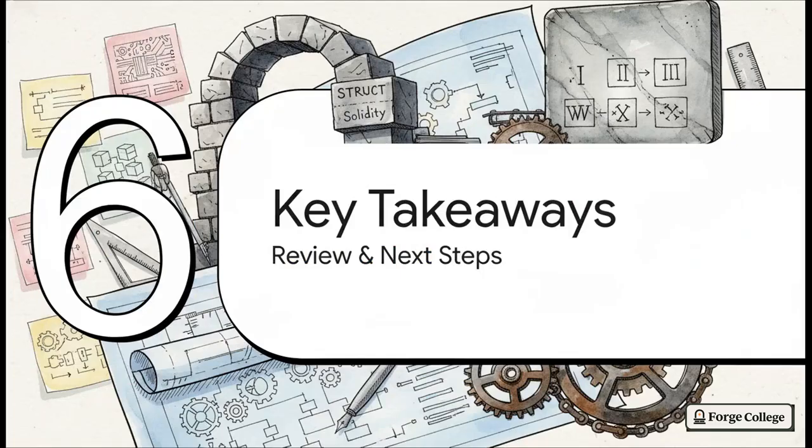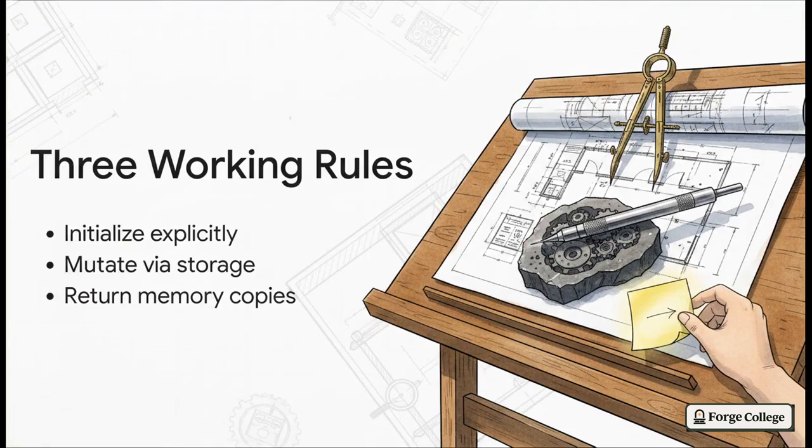All right, wrapping things up today with Section 6, Key Takeaways. Here are your 3 golden rules for struct engineering. Number 1, explicitly initialize your fields. When the data really matters, don't just rely on that blank default person. Be intentional about what you're saving.